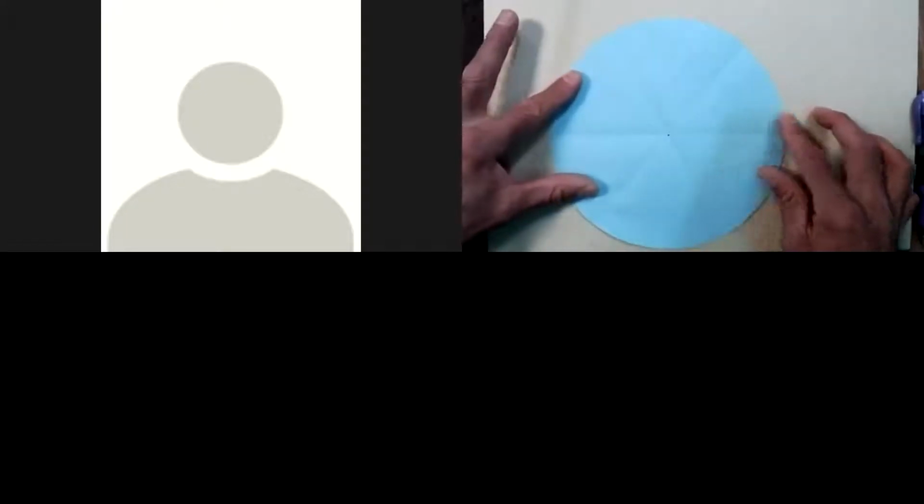So for general figures, we say the distance around is the perimeter. The circle gets a special name. It's called the circumference. Okay.